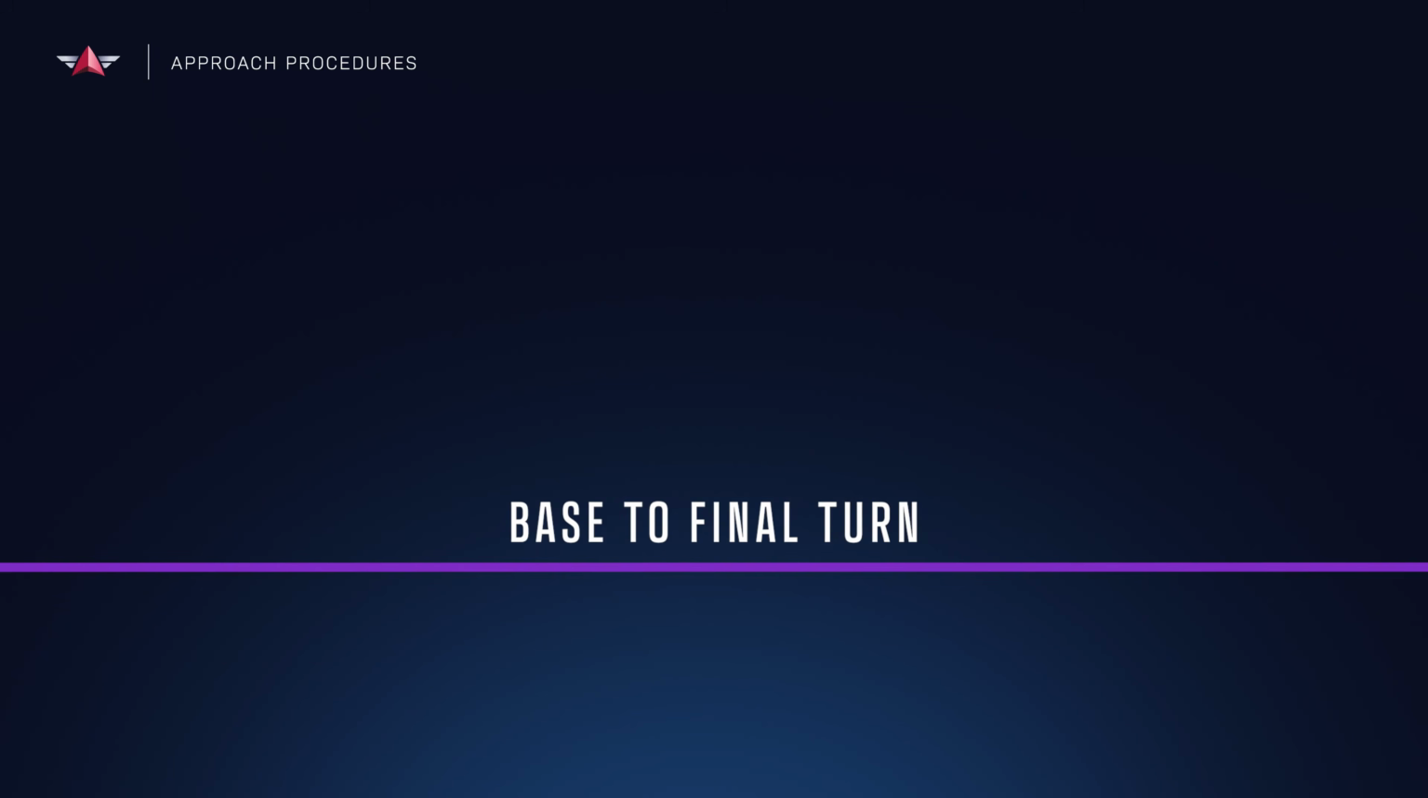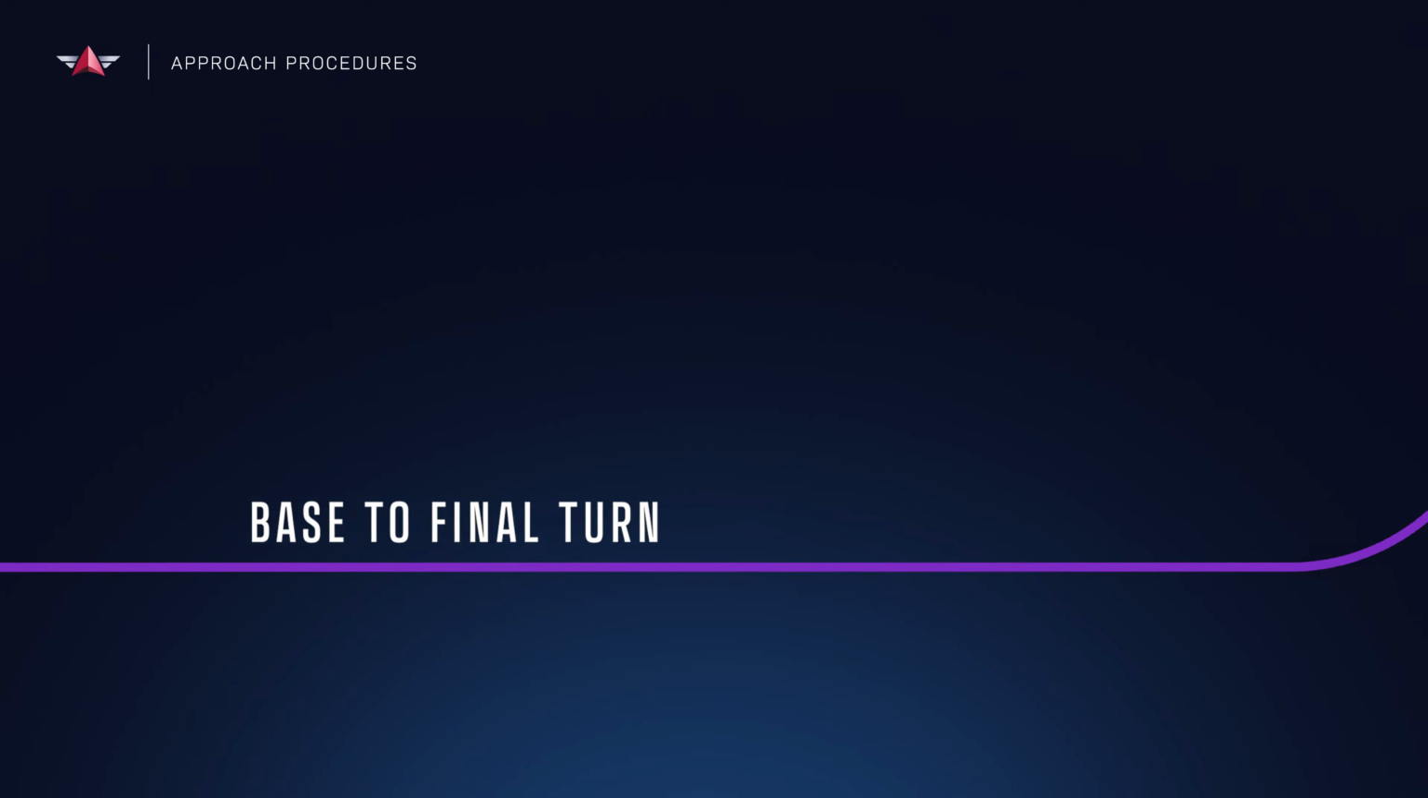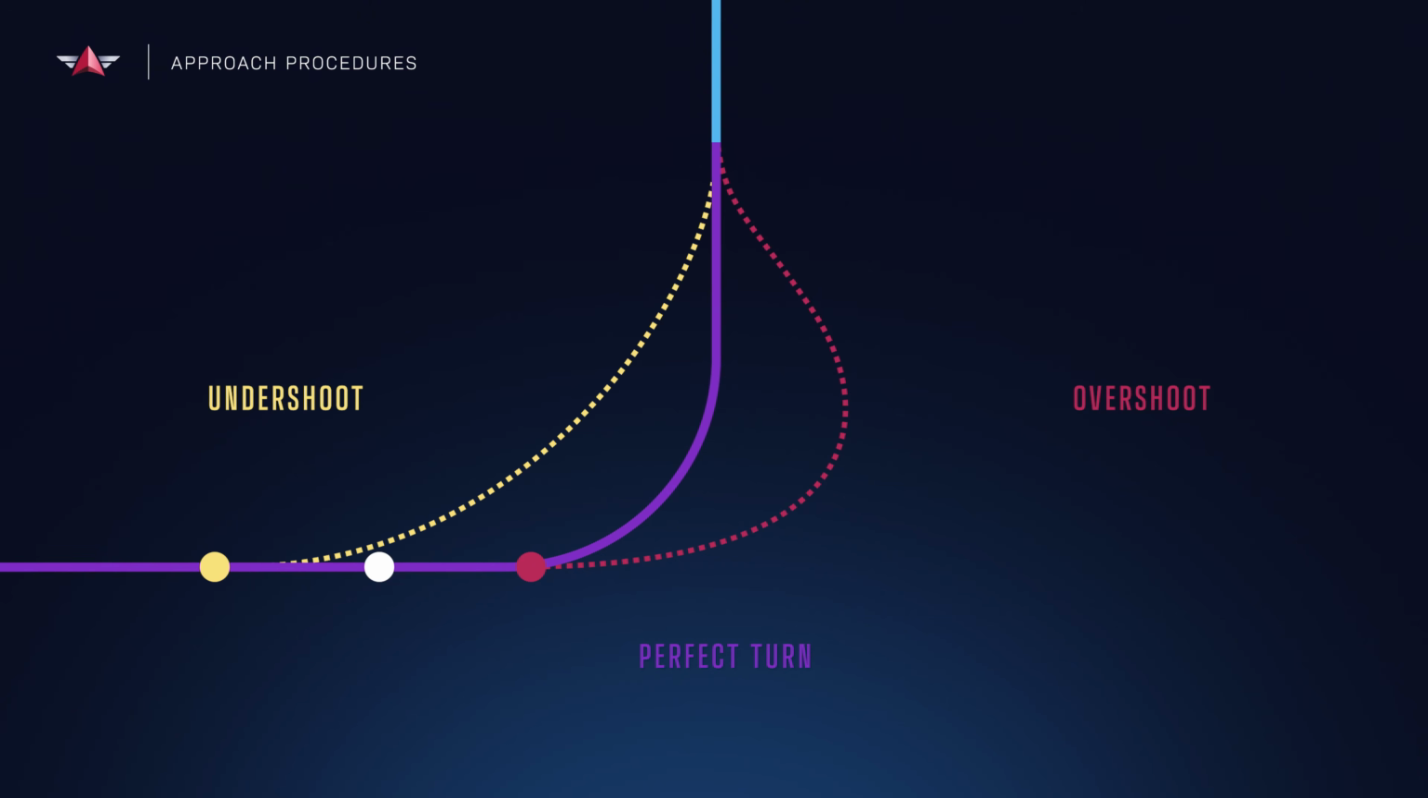It is time to perform the base to final turn. The timing of this turn determines if you perform a perfect turn onto final, or if it becomes an overshoot, like this, or an undershoot, like this. Just a few words on the risks associated with the base to final turn.